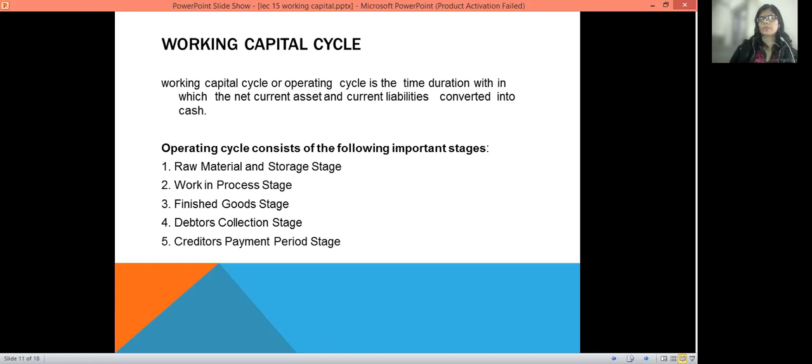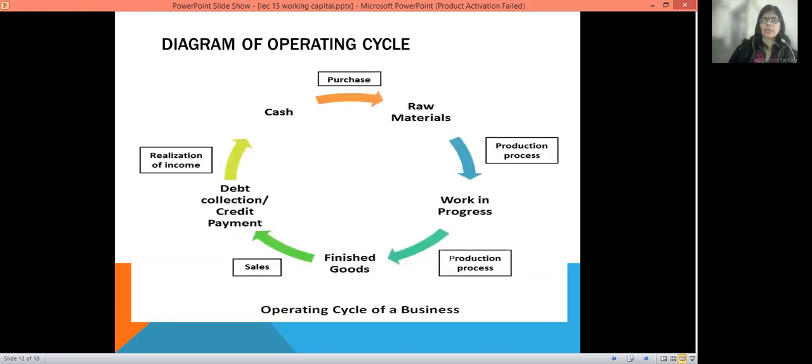In that case, we have to pay our creditors. So that is the operating cycle and its different stages. And this is the diagram of the operating cycle, in which we have cash, and with the cash we are going to purchase the raw material and the production process starts.